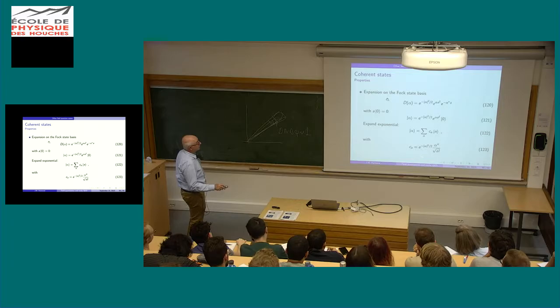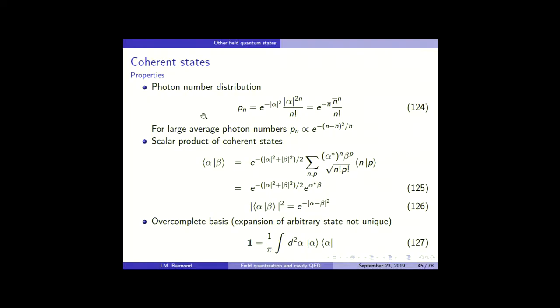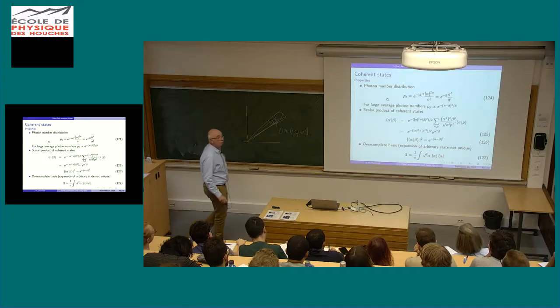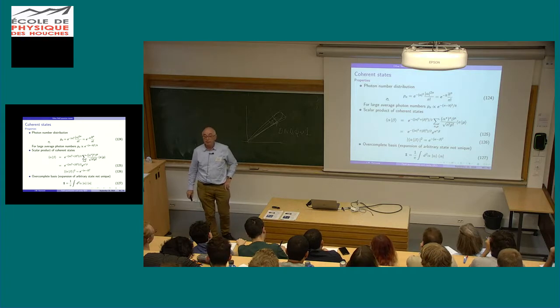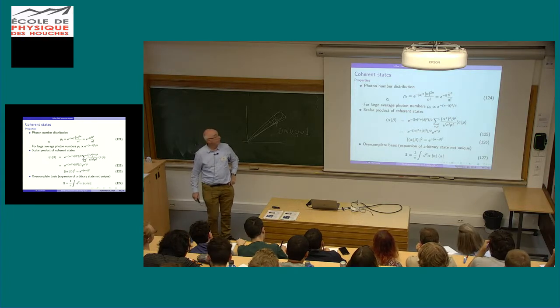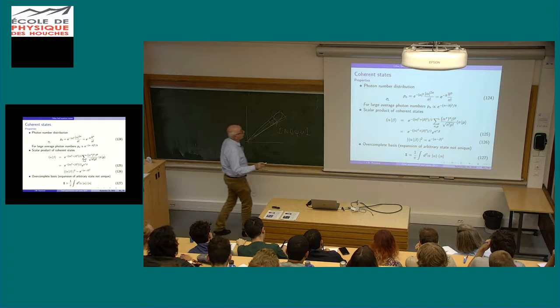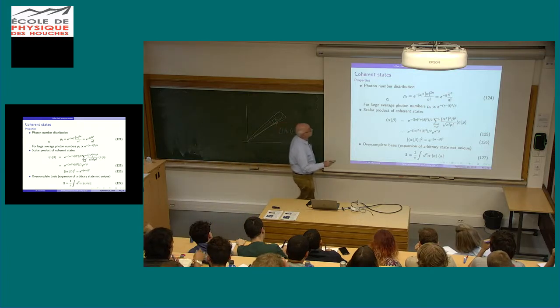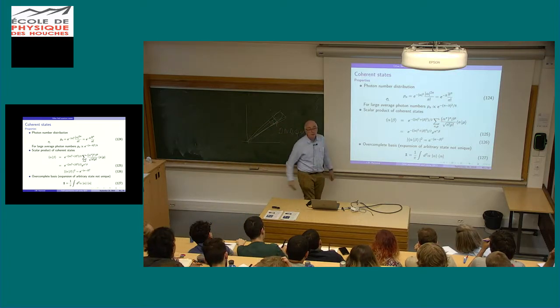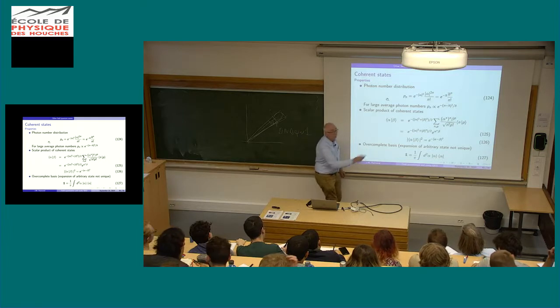From that, you get the photon number distribution by squaring it, and you get a Poisson law with the average n mean, as expected. And for very large photon numbers, this Poisson law is kind of a Gaussian centered at n mean with a variance n.